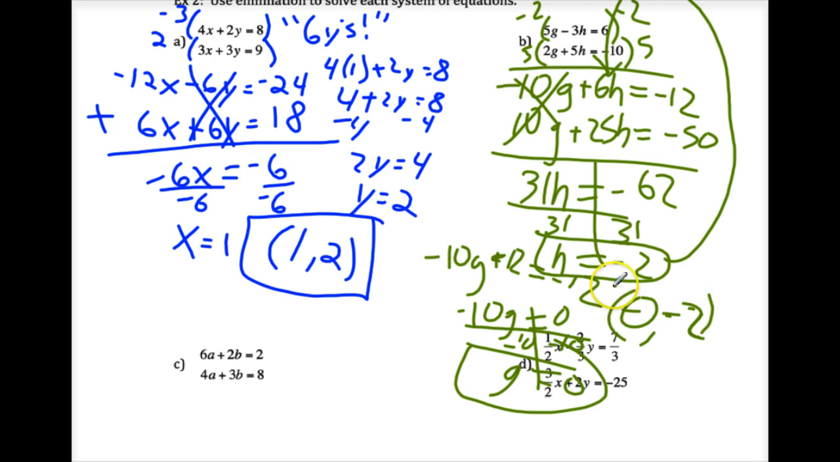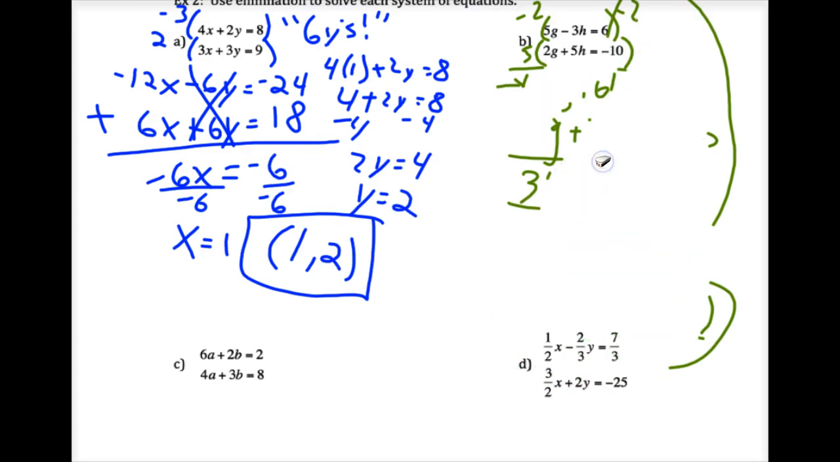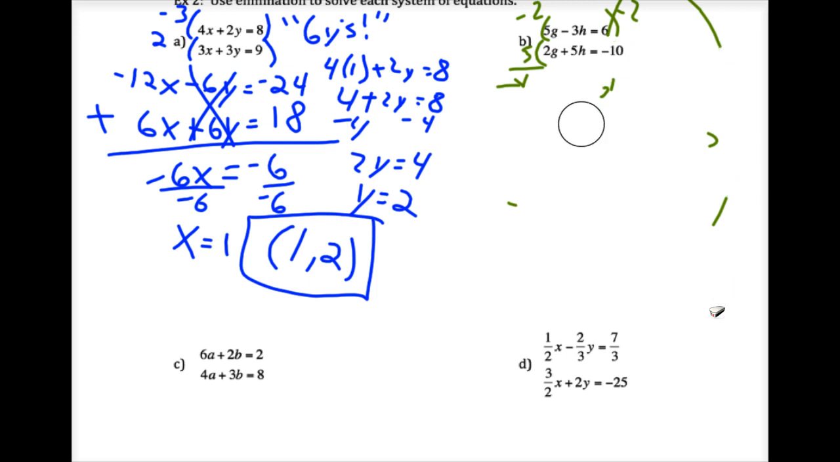Why is it 0, comma, negative 2? Because G comes first in the alphabet. Very well said. Should I erase it? Yeah, erase this over there. Good enough.